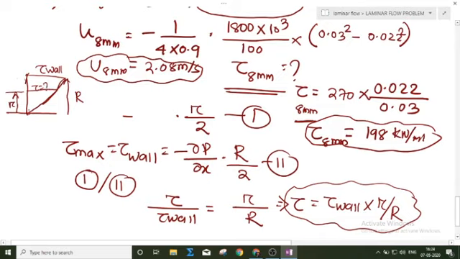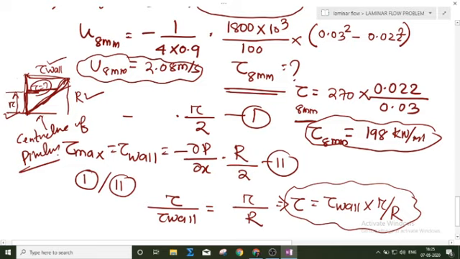Can you use this triangle similarity? Simply, I have used that one. Just use the triangle similarity, this big triangle and this small triangle. Capital R is known to you, small r is known to you, and wall shear stress is known to you. Can you find out this small shear stress or not? This x is the center line of the pipeline. I hope it is clear to all of you.